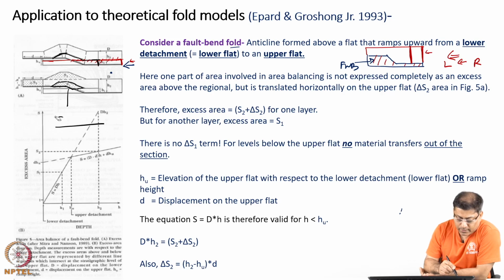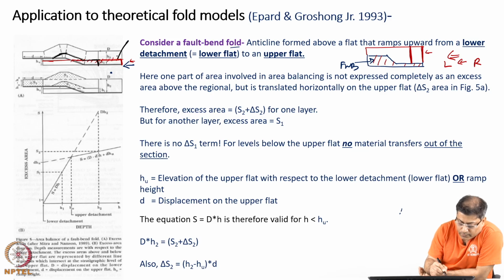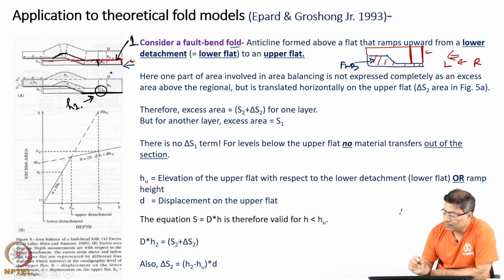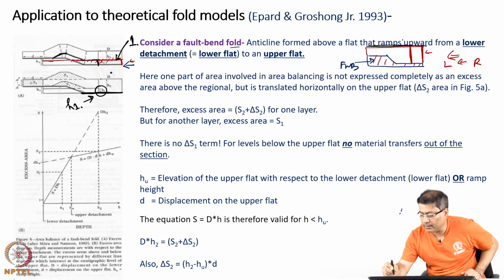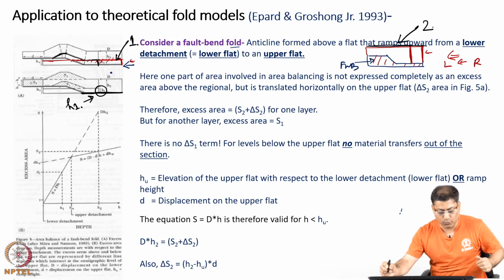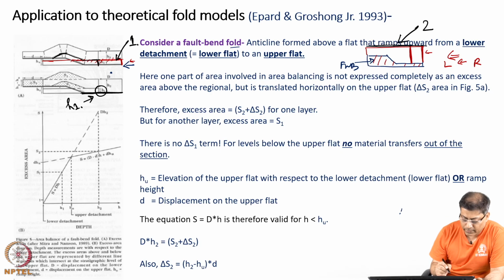What I have explained in terms of excess area for layer 1, this one we can call as layer 1. From there we can find out the depth of the lower flat or the lower detachment as small h1 by the method. Now consider this particular layer, call it the layer 2. What will happen to layer 2 after deformation? This has come like this.